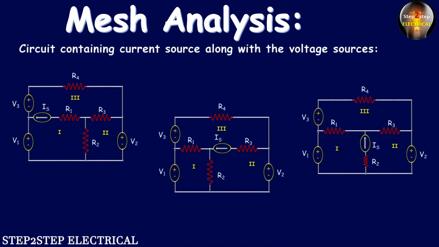Okay, so this is the case of super mesh analysis. So we can conclude if the current source is lying in between any two loops, then this is the case of super mesh analysis. So let's move forward.